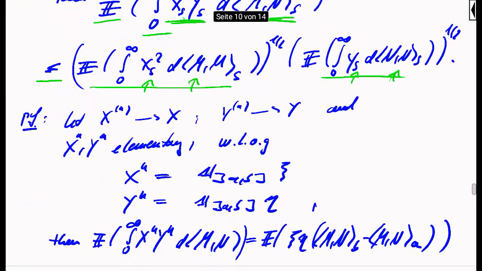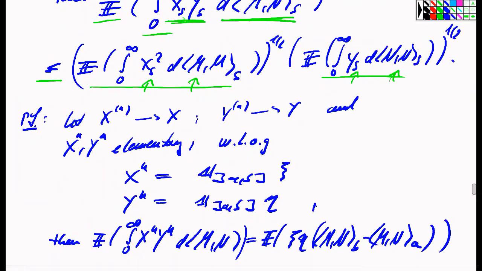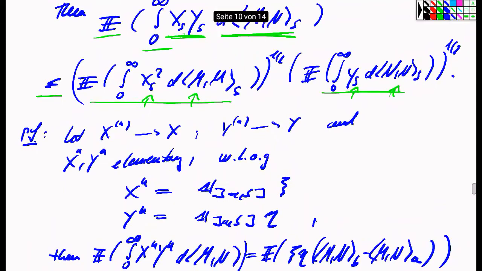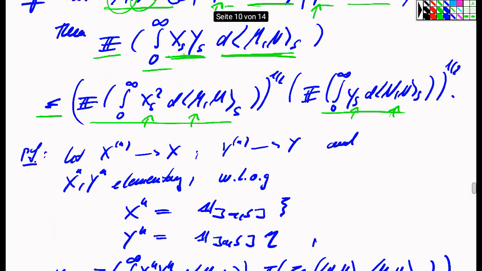Okay, in order to prove this, there will be an important ingredient. It's called the Kunita-Watanabe inequality. So it's a type of Cauchy-Schwarz inequality for Stieltjes integrals, which in this stochastic context is called the Kunita-Watanabe inequality.